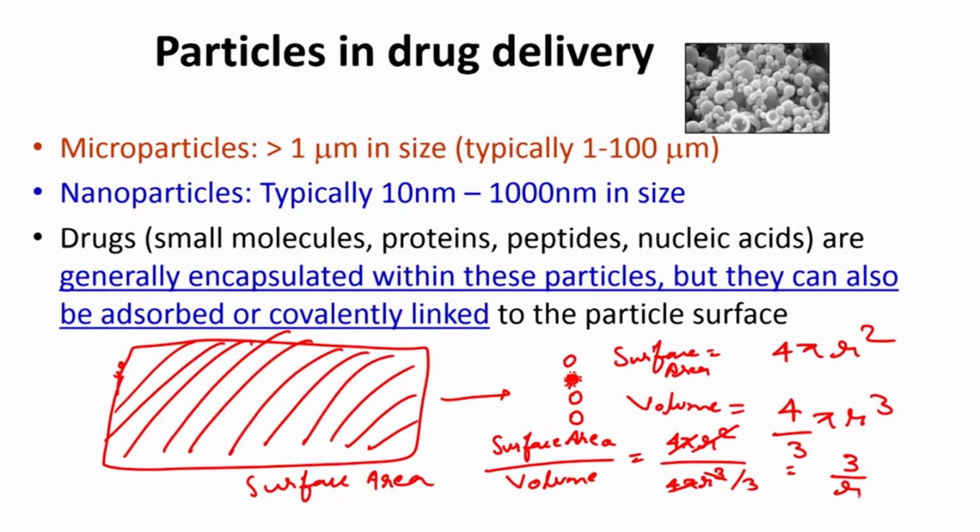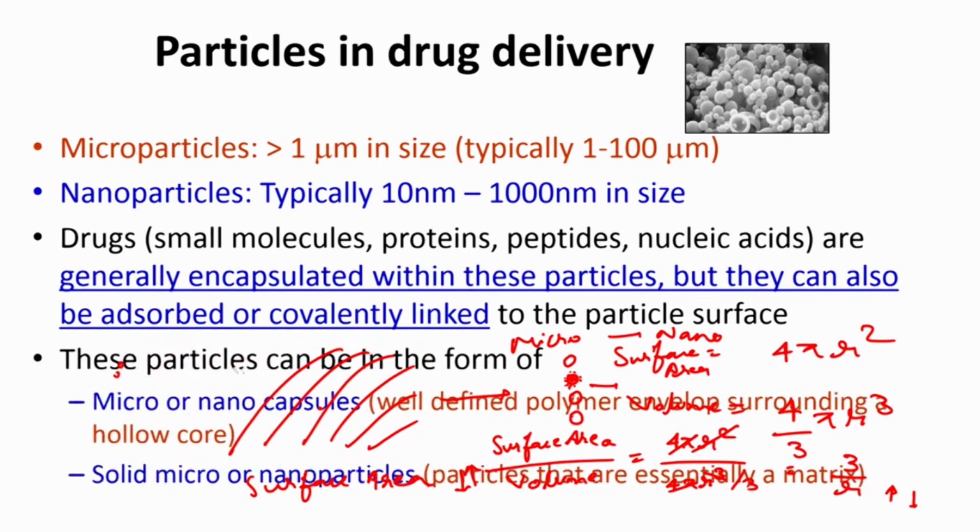So as the r increases the ratio decreases, and as the r decreases this ratio increases. So eventually when you shift from micro and go further down to nanoparticles, what you will find is that the r is constantly decreasing and your surface area to volume ratio is increasing. So now you can load more drug on the surface than in the volume at a certain size range for a certain application.